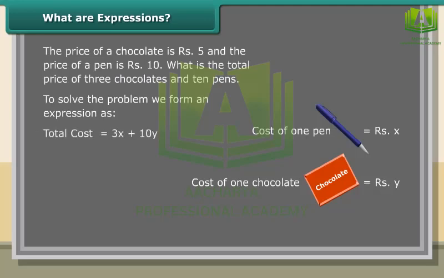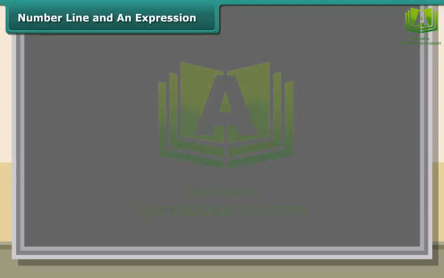Total cost is equal to 3Y plus 10X, which is equal to 3 into 5 plus 10 into 10, which is equal to 15 plus 100, which equals 115. Total cost is equal to 115 rupees. Number line and an expression.